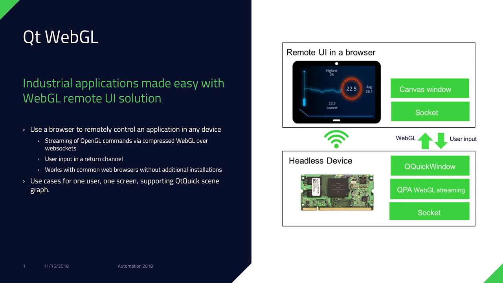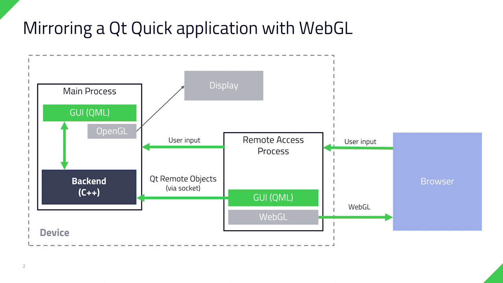Okay, so let's have a look at the architecture of this demo, because as I said earlier, if you just try this yourself and run the application with WebGL, you will see that you can only have it remotely and not at the same time on your device and remotely. So to achieve that, you need to architect your application in the way you see it now on screen. What you need to do is have two separate processes running at the same time: one for the local UI running on the touchscreen, and another process running with WebGL.